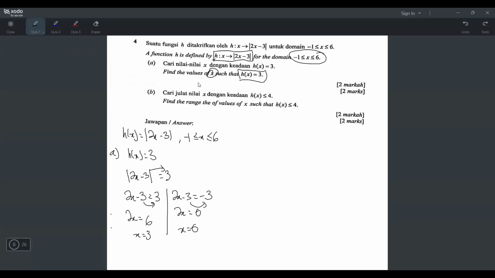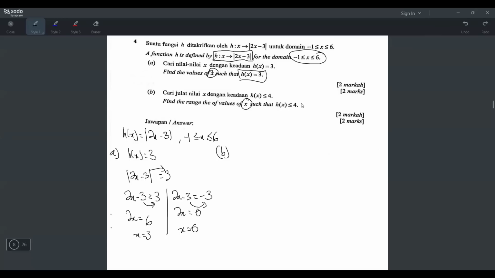Okay. Wait. Why got two answers? It means this is a many to one lah. It means when the h(x) is 3, when the image is 3, because h(x) means image, and then x is object. So you have two different objects giving you the same image. It means this is a many to one relation. Okay. But of course you don't have to draw this out lah. I just explain more detail for you, but you don't have to draw it. Okay, B.